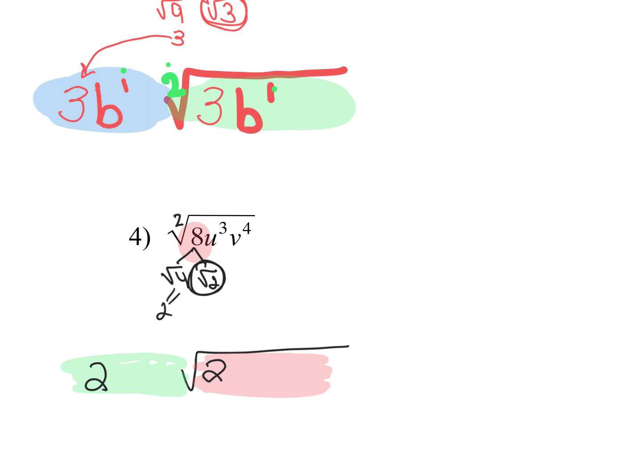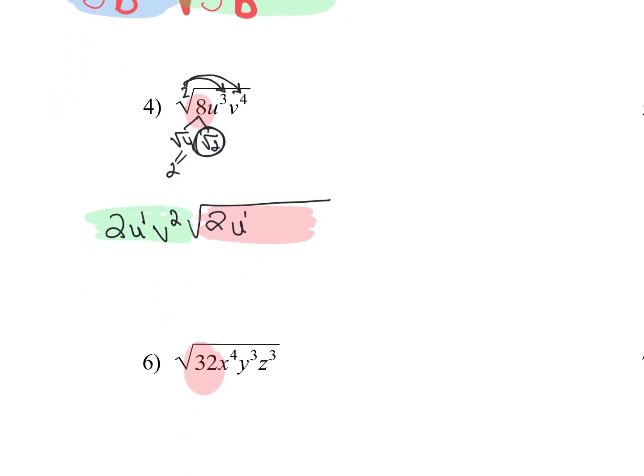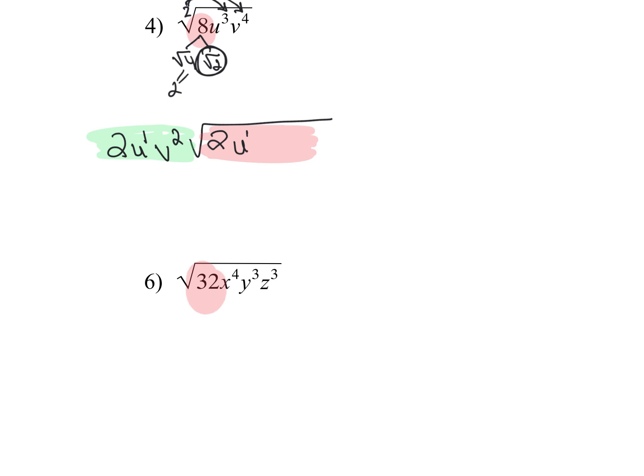Okay, so then we start looking at our variables, and I say how many times does 2 go into 3? So I'm going to put my u out here. 2 goes into 3 one time with 1 left over. Then I'm going to do the same thing with my v. How many times does 2 go into 4? 2 goes into 4 twice, and there's none left over, so there's not going to be any v left over underneath of our radical. Okay, moving on, let's look at another one here, the square root of 32.